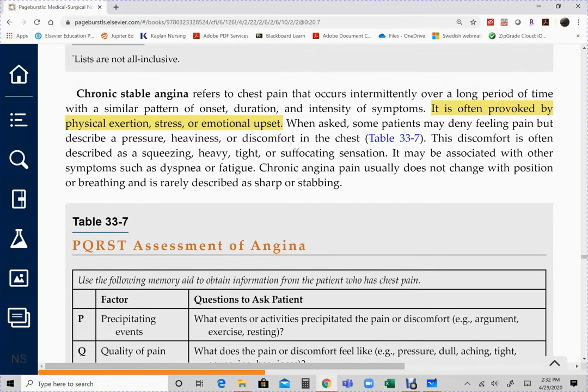All right, chronic stable angina. Again, this is not acute coronary syndrome. This is chest pain. The patient develops or feels chest pain. Usually it's predictable. What are those predictable things about chronic stable angina? Again, this is due to a stable plaque. Okay, so you have an atherosclerotic plaque, which is stable. It's not growing. It's the same size. So when you assess the chest pain, it's the same. Same patterns, duration, and intensity.